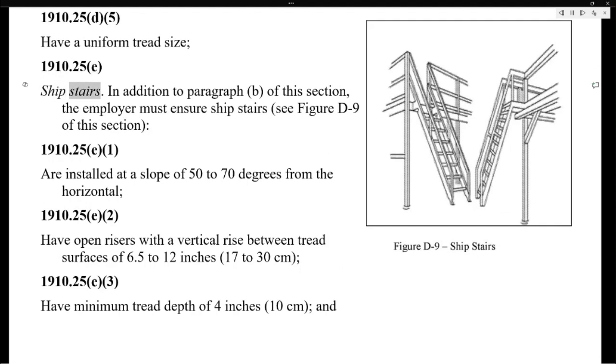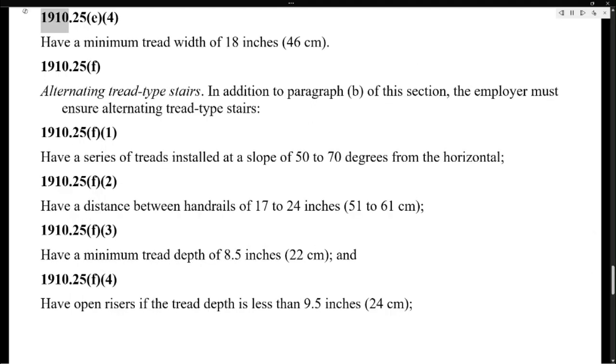1910.25(e) Ship stairs. In addition to paragraph (b) of this section, the employer must ensure ship stairs, see Figure D-9 of this section: (e)(1) Are installed at a slope of 50 to 70 degrees from the horizontal. (e)(2) Have open risers with a vertical rise between tread surfaces of 6.5 to 12 inches (17 to 30 centimeters). (e)(3) Have minimum tread depth of 4 inches (10 centimeters), and (e)(4) Have a minimum tread width of 18 inches (46 centimeters).